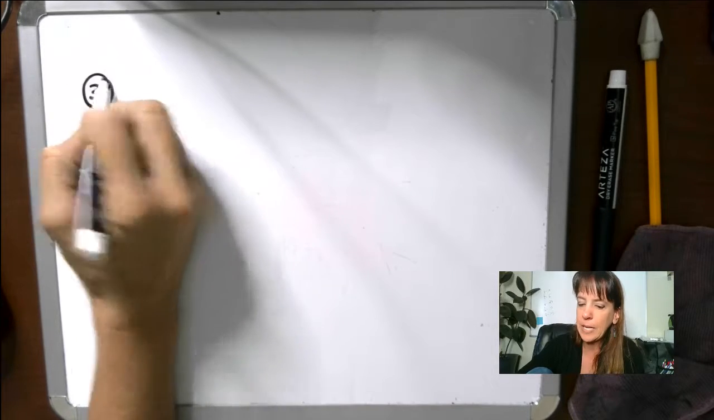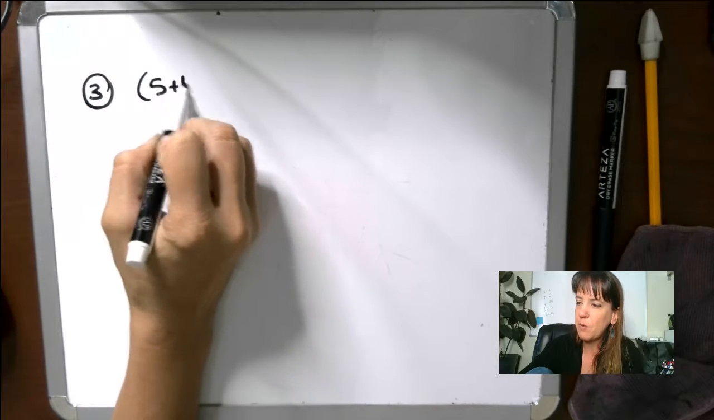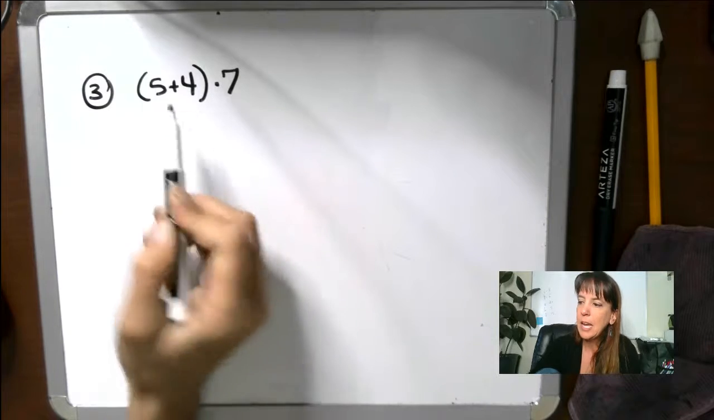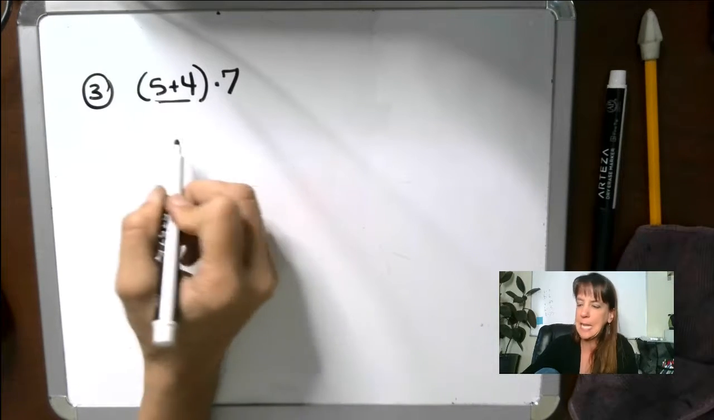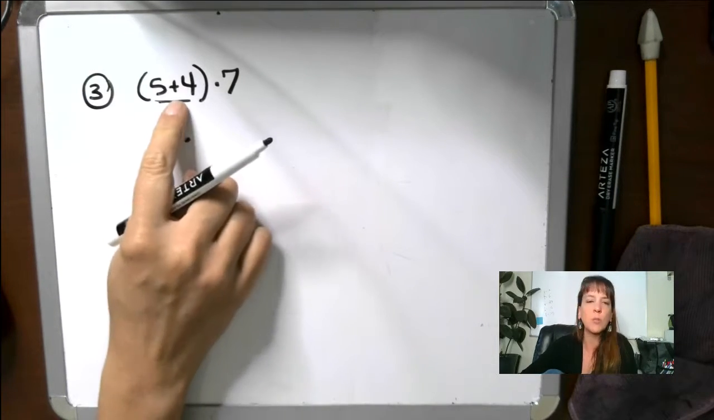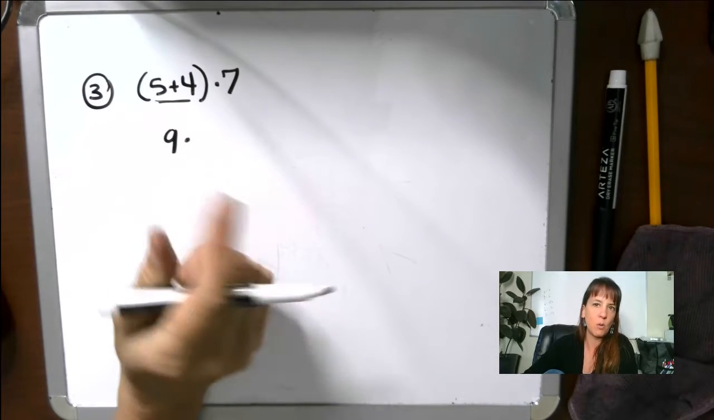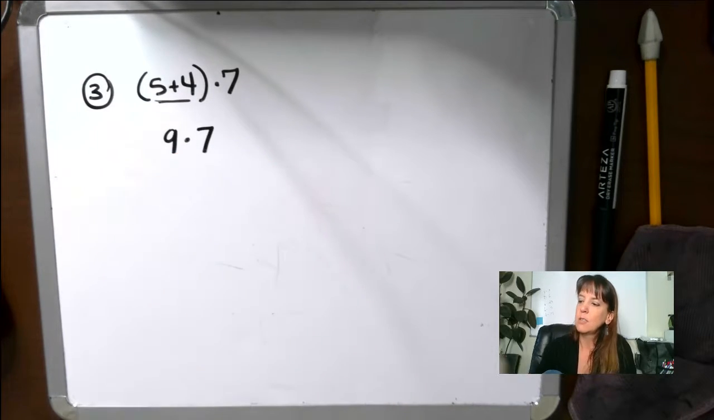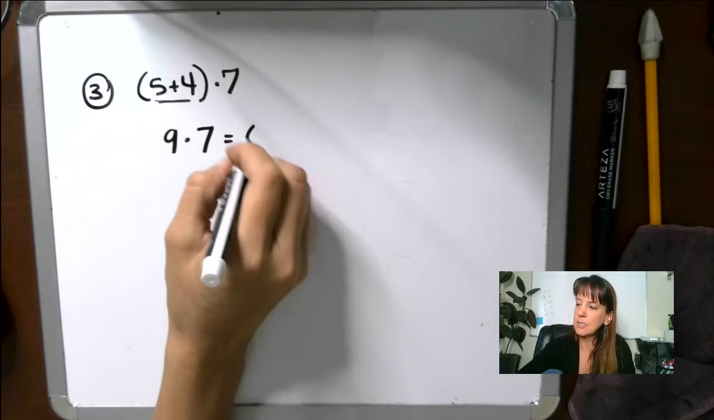So for 3, you've got 5 plus 4 times 7. You want to do those parentheses first. That's that 9. And once you're done with parentheses, take it out of the parentheses. You don't need those anymore. So 9 times 7, which is 63.